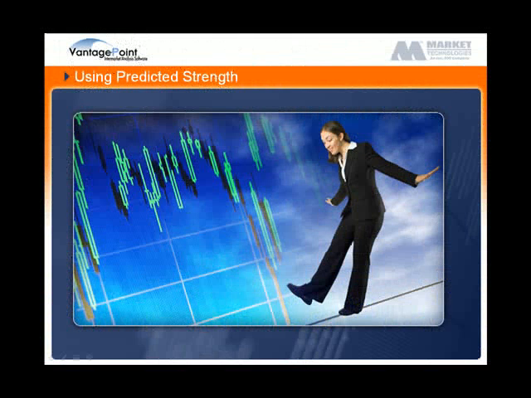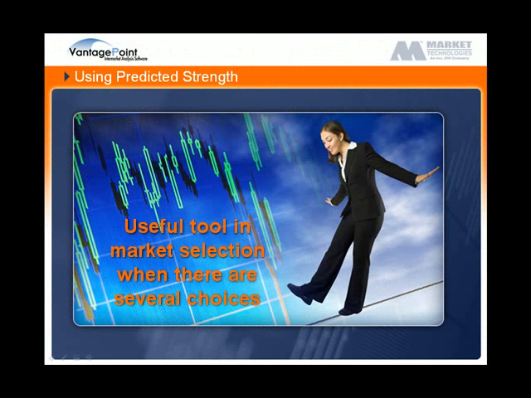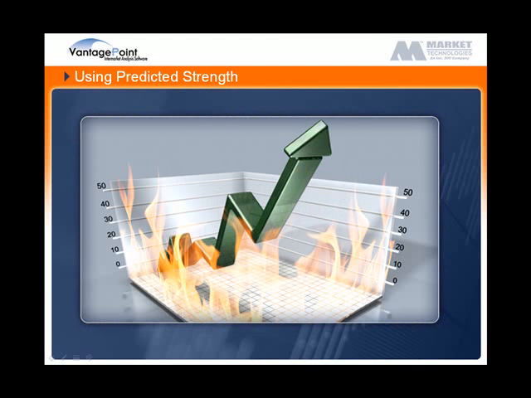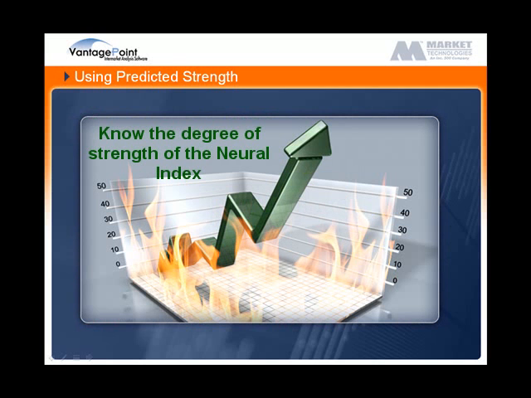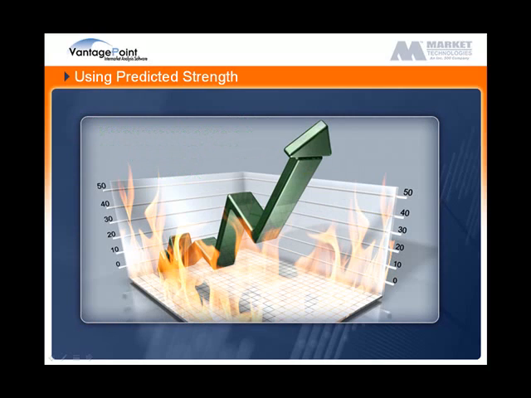Let's summarize a few of the key points about predicted strength. Predicted strength provides short-term forecasts 2 days ahead, much like the neural index. It is a useful tool in market selection when there are several choices from which to choose. Perhaps the most significant use of the predicted strength is in showing the degree of strength of the neural index. Not all 1 readings mean the same strength.